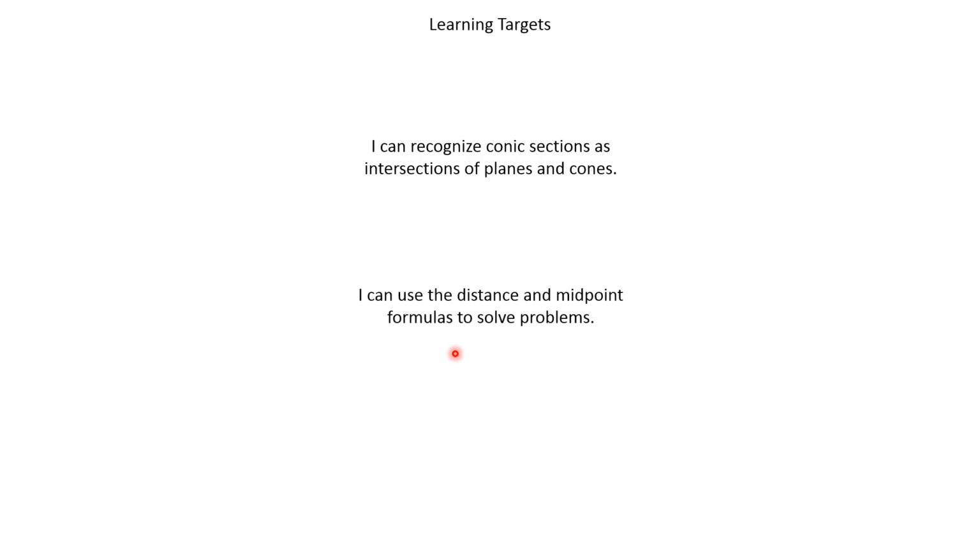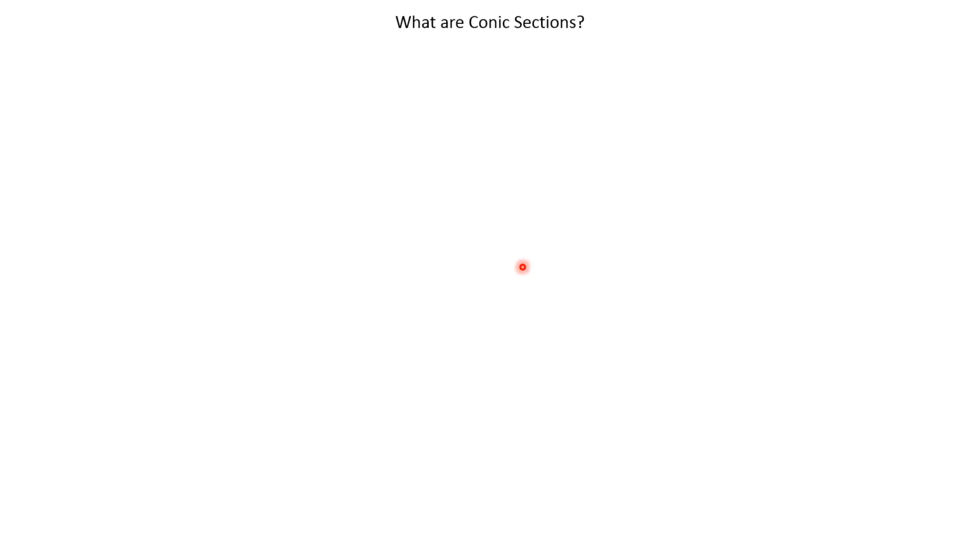And I can use the distance and midpoint formulas to solve problems. And so distance and midpoint formulas are actually just review from geometry, and even before that, you've been dealing with distance and midpoint for quite a while. So we'll get to that at the end. First, though, what are conic sections?